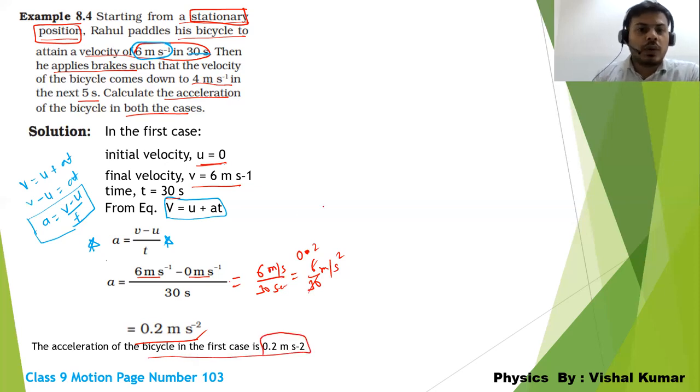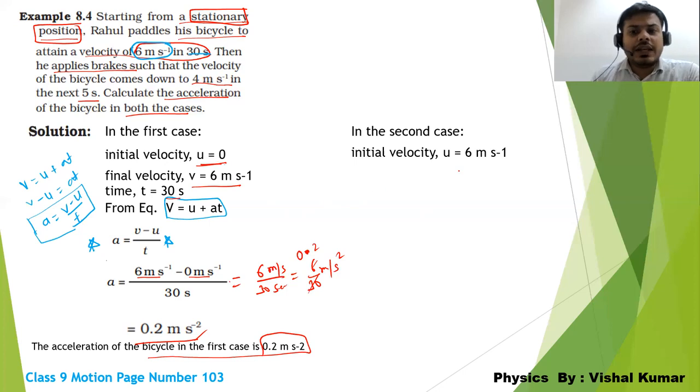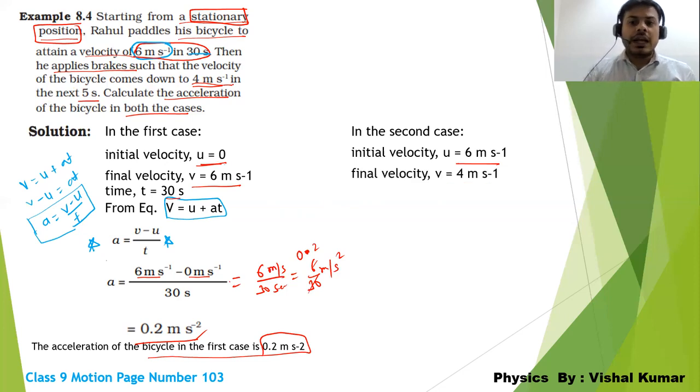Now moving toward the second part. In the second case, it is given that the initial velocity is 6 meter per second. Why 6? Because from 6 meter per second, the velocity is reduced to 4 meter per second in the next 5 seconds. So the initial velocity u is equal to 6 meter per second, the final velocity is 4 meter per second, and the time is 5 seconds.